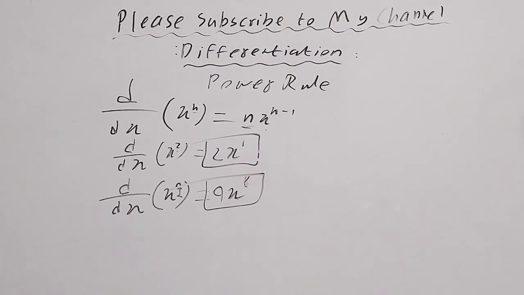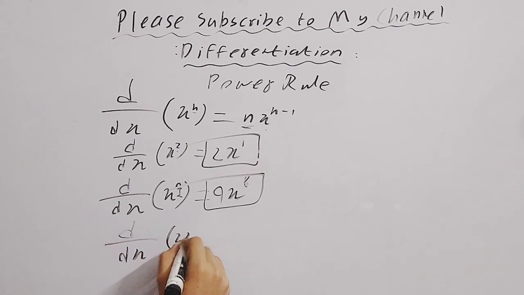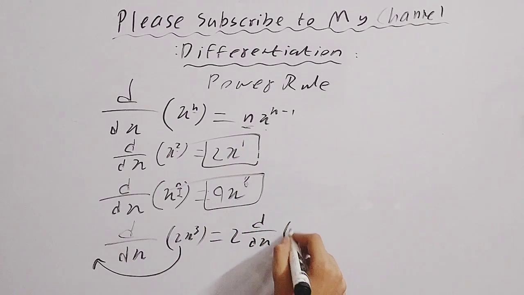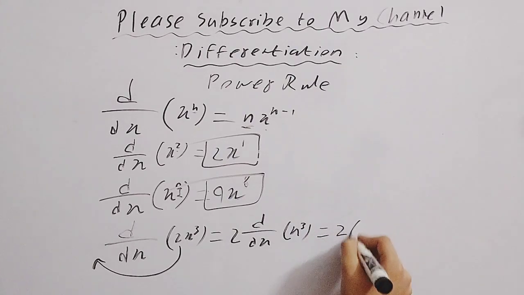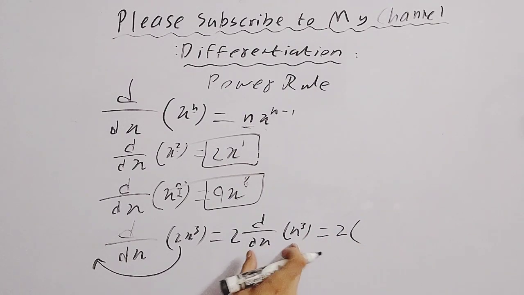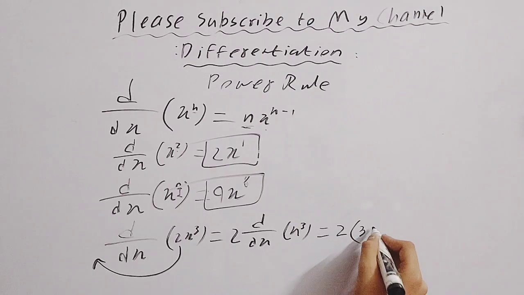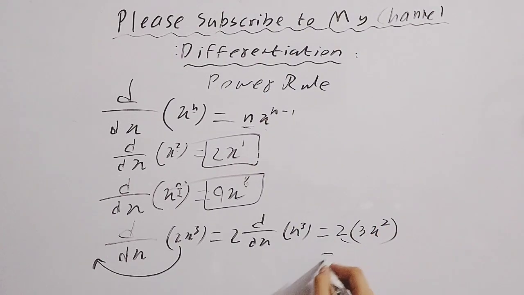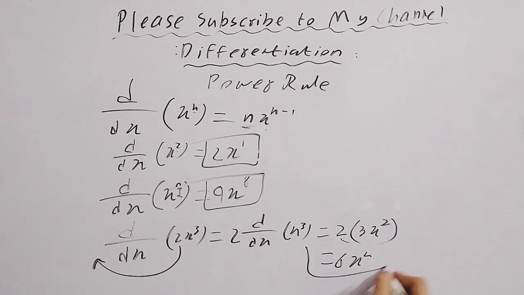Now what if you have a function like differentiation of 2x to the power 3? Now how can you differentiate that? We have discussed that we can put the constant right here. It will be 2 multiplied by differentiation of x to the power 3, which is just 2 multiplied by 3x to the power 3 minus 1, which will be just 2 multiplied by 3x squared, which will be 6x square, and that's your derivative.